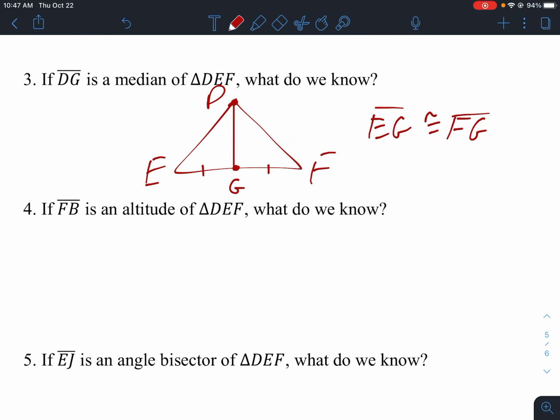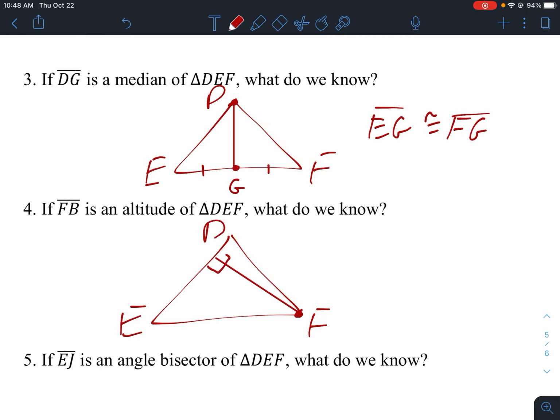Number 4, if FB is an altitude. All right, so let's draw a triangle DEF again. Again, doesn't have to be anything special, just draw DEF. FB is an altitude. So again, where's B at? I don't know, but it's coming from F. So therefore, it must be going to this line here, DE. Altitude means it gives us perpendicular lines there. It gives us right angles. So there's B right there. So what do we know? I know that angle DBF and angle EBF are right angles.